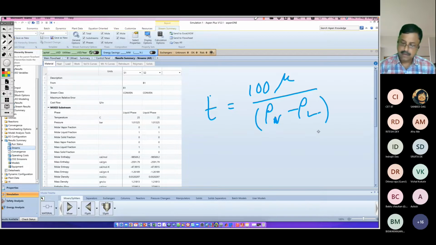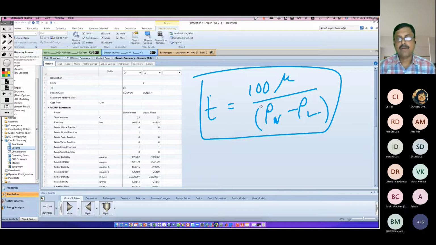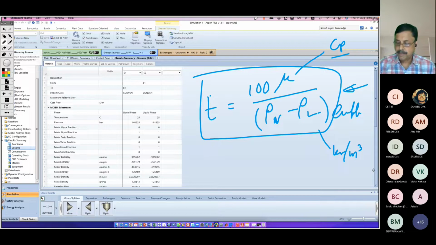If I remember it correctly, this is the time of separation. I mean, the time required for heavy liquid and light liquid to separate. So this is the empirical formula. The viscosity is in centipoise, and the density will be in kg per meter cube. So this is the time of separation. It takes this much time to separate them, so you have to give this much time to the decanter to separate.